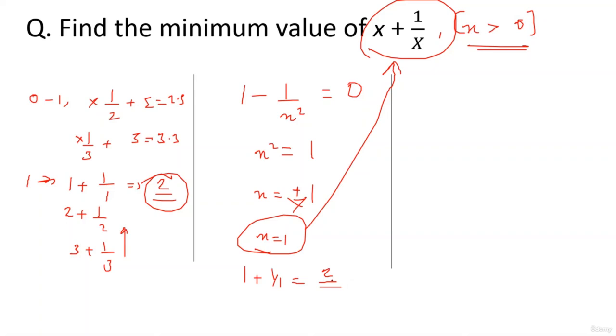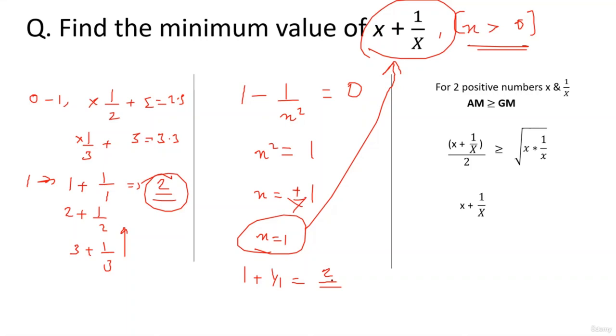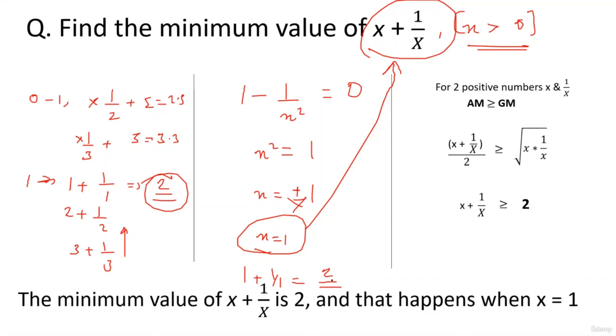The best approach here is using the concept of AM-GM. For two positive numbers, x and 1 by x, we know that AM is greater than or equal to GM. What is the arithmetic mean of these two numbers? The arithmetic mean will be x plus 1 upon x divided by 2. What's the geometric mean? Square root of x into 1 by x. AM is greater than GM. अब यहाँ पे x cancel हो जाएगा towards the right hand side. You will get x plus 1 upon x, take 2 on the right hand side, greater than or equal to 2. This tells us that the minimum value of x plus 1 upon x is 2, and that happens when x is equal to 1.